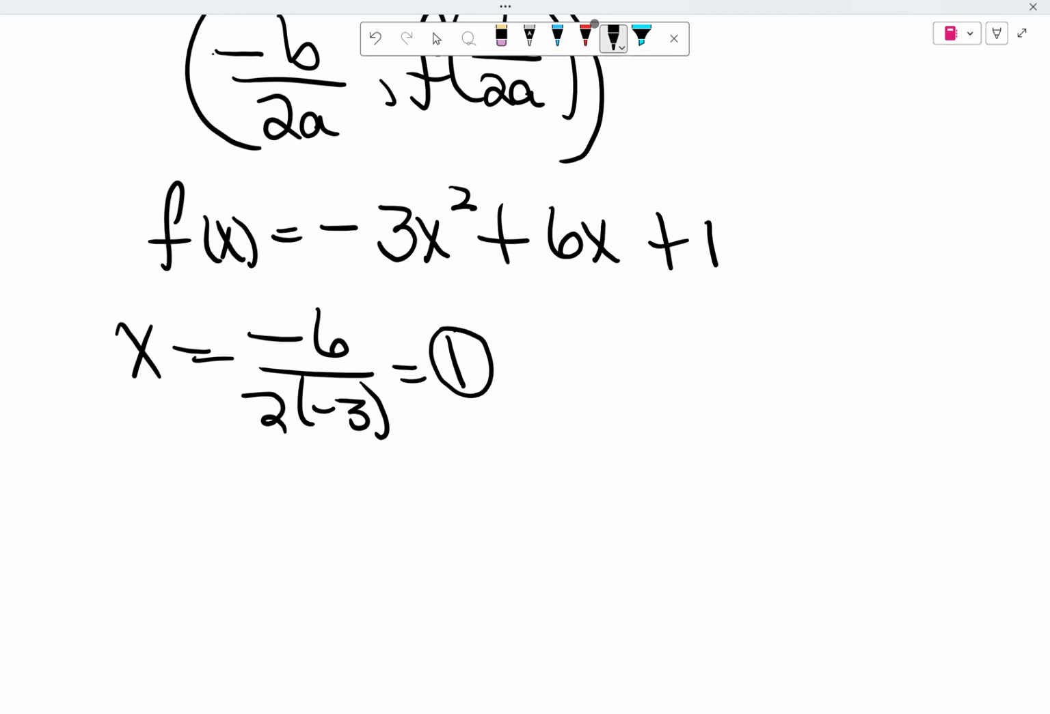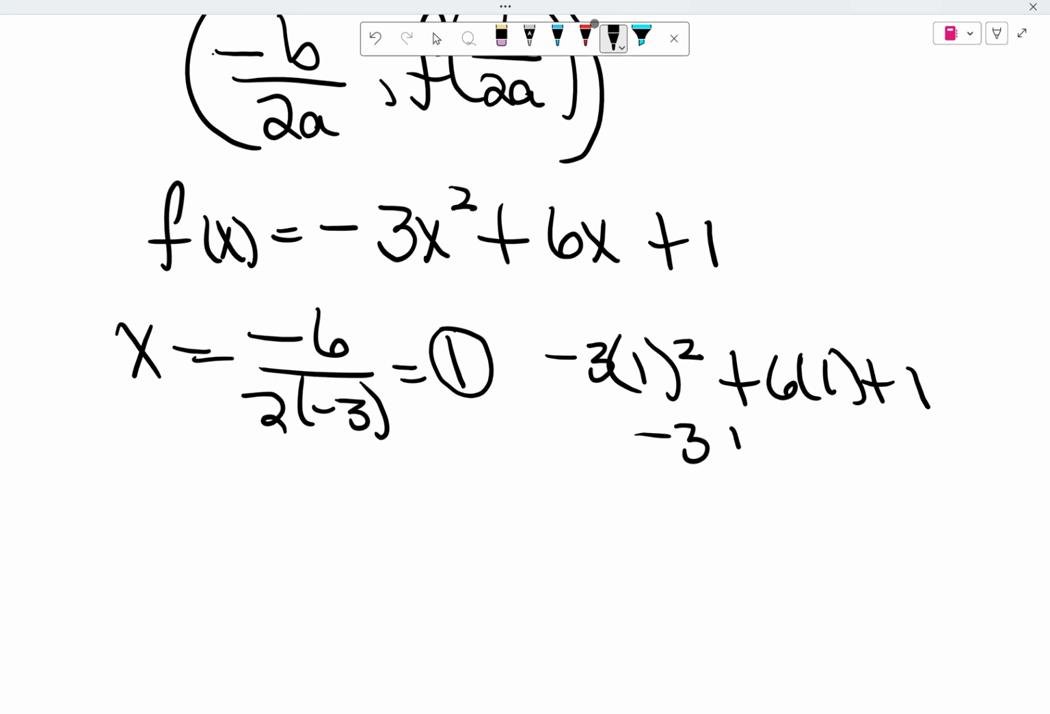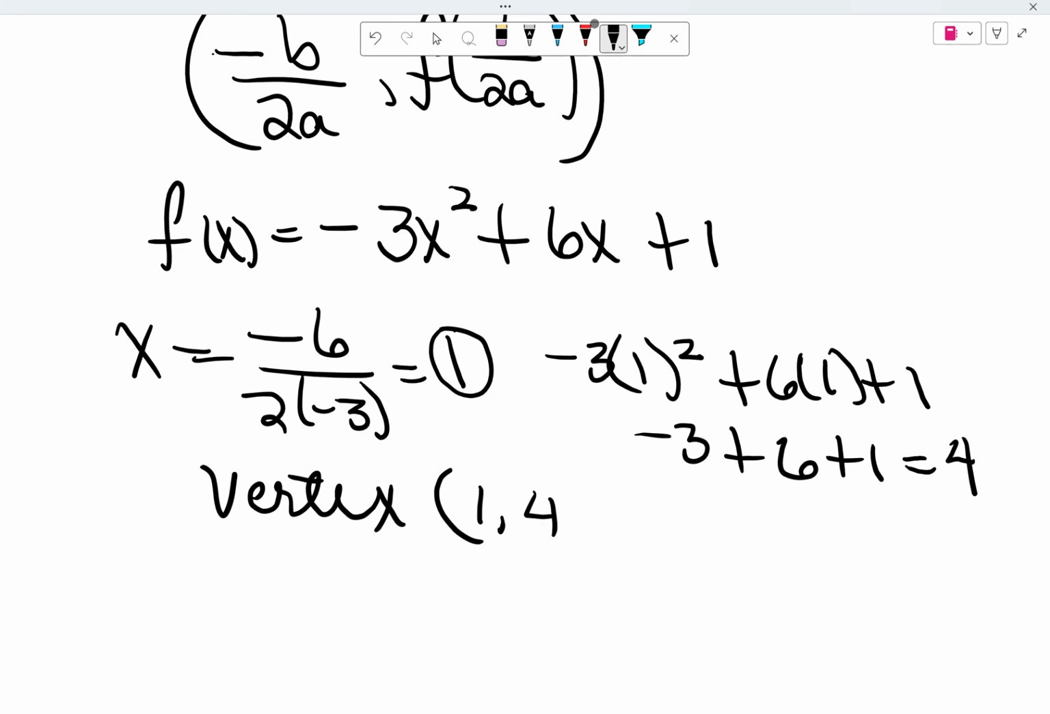Let's say they did give you that luxury. You're going to take -3 times 1 squared plus 6 times 1 plus 1. So this is going to give you -3 plus 6 plus 1. Answer is +4. So for the vertex here, if you had to work out the whole thing, is 1, 4.